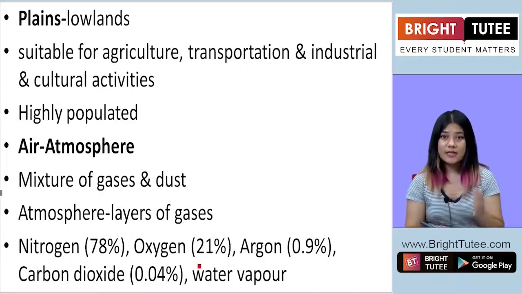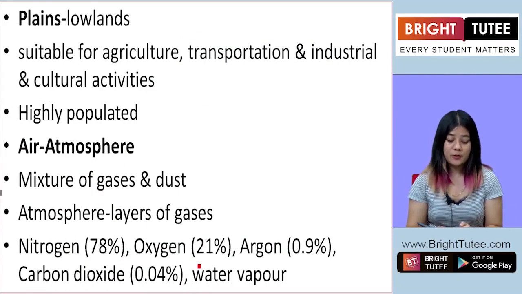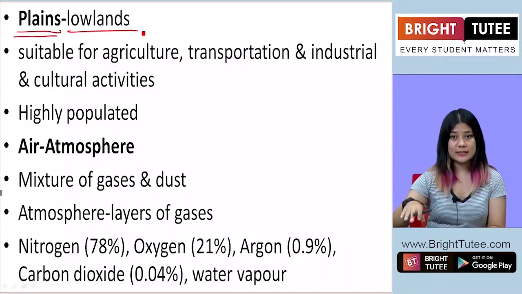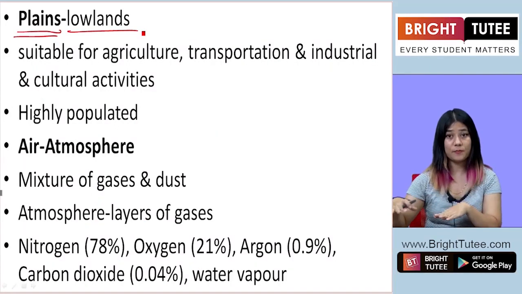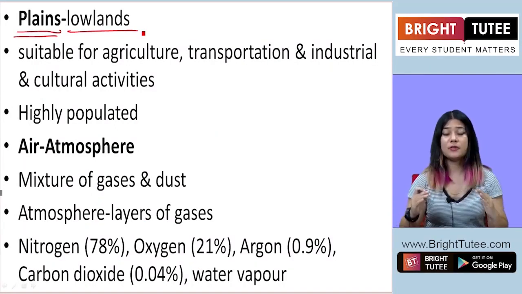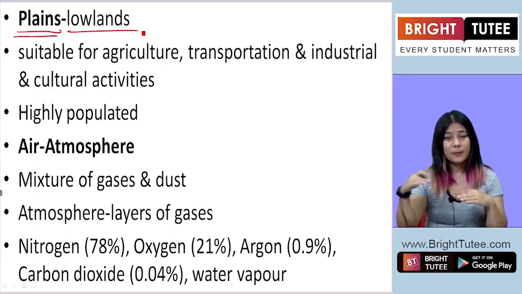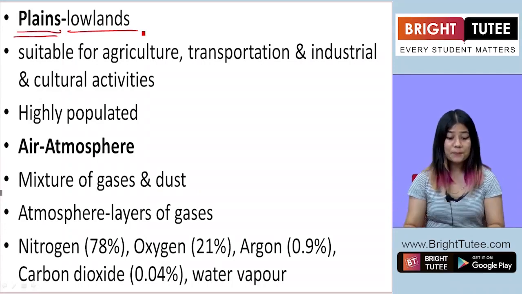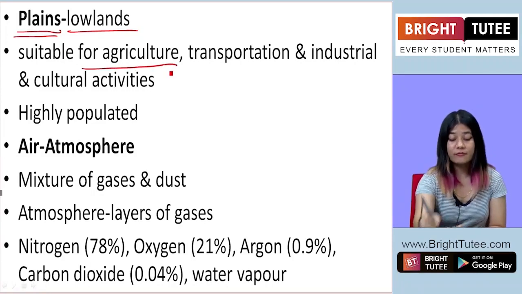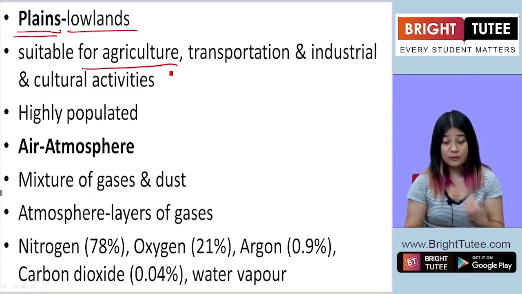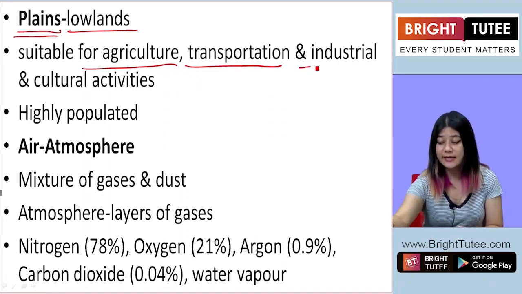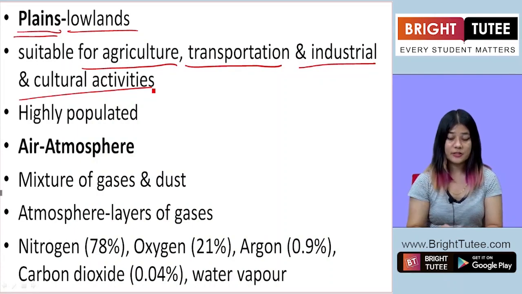Now, the next kind of major landform that we are going to see is plains. Plains are basically lowlands. They are the lowest landforms. We learned about the mountains and plateaus. Now, plains are the lowlands. Plains are well suited for agriculture. They are good for agriculture, transportation, and activities like industrial and cultural activities.